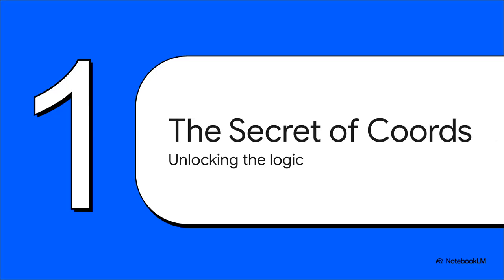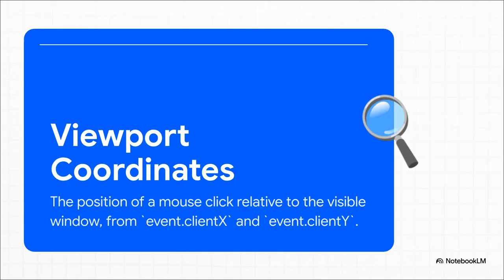Okay, so to pull this off, we have to basically become detectives on the web page. Before we write a single line of JavaScript, we need to figure out the one core secret that makes this entire thing possible. And it all comes down to coordinates. So first things first, we need to know where on the screen the click even happened. And JavaScript has this awesome tool for that. Every time you click, the browser gives you these two little pieces of information, clientX and clientY. You can think of these as the GPS coordinates for your mouse click inside the browser window.